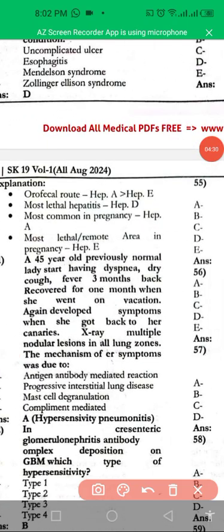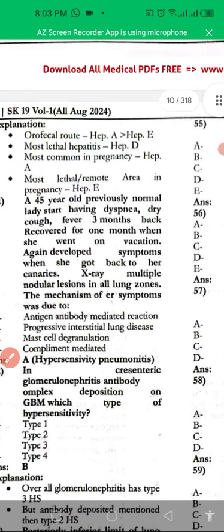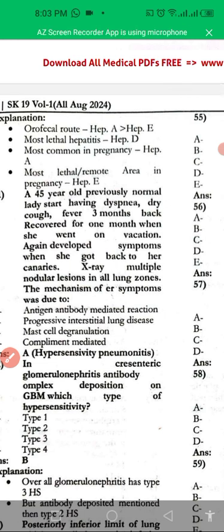Okay, so here we can see all presentation related questions. The feco-oral route is hepatitis A most commonly, and then hepatitis E. Most lethal is hepatitis D. Most common in pregnancy is hepatitis A. Most lethal in remote areas is hepatitis E, and transmission from IV lines or any break is hepatitis B and C.